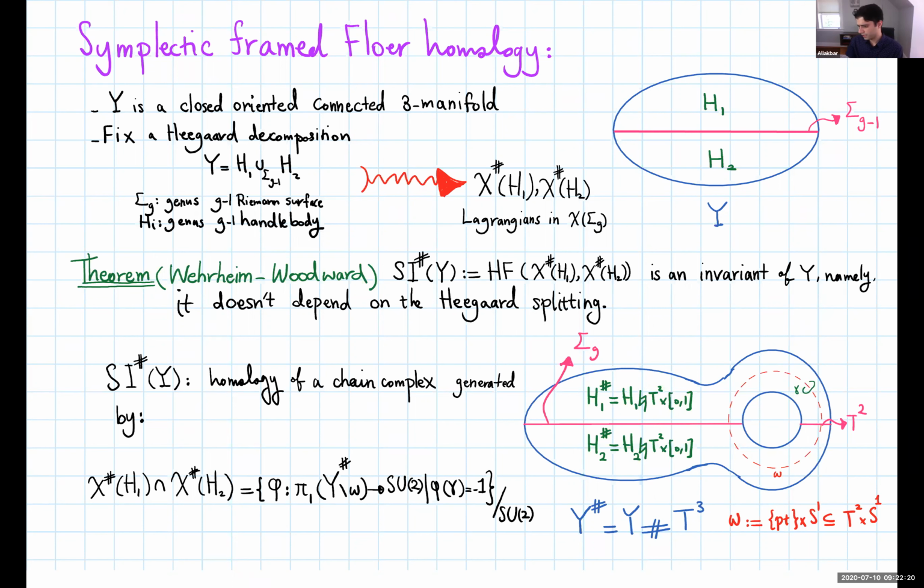A straightforward application of the Van Kampen theorem would show that the intersection of these two character varieties can be identified with the space of representations of the complement of this loop omega into SU(2), such that a small loop which goes around omega once is sent to minus 1. And then again, as usual, we take the quotient by the conjugation action.